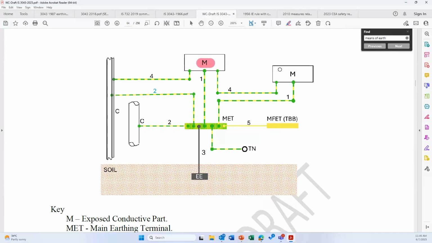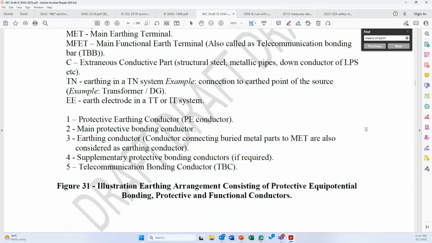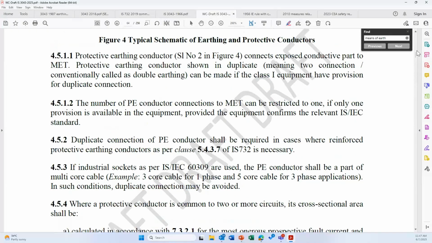Now here you can see M stands for exposed conductive parts, C stands for extraneous conductive parts. You have an MET, a common earth bus bar. The exposed conductive parts are connected to the MET. Extraneous conductive parts are connected to the MET. These connections can be made individually or in groups or collectively. Then you have the functional earthing, meaning the earthing of your electronic installations. You have a functional earth bus bar, and you should connect the MET and the functional earth bus bar. In case of a TN system, the means of earthing is the neutral of the source. In case of a TT system, the means of earthing is an earth electrode. All these explanations are given in this particular clause.